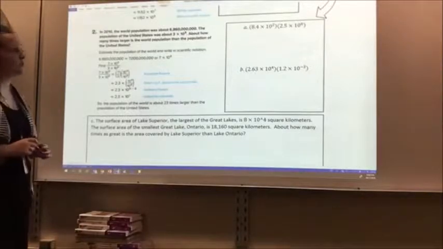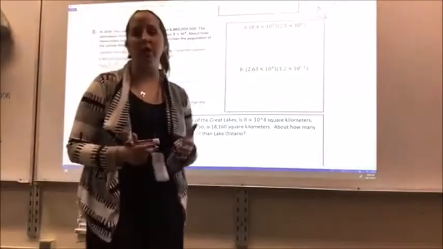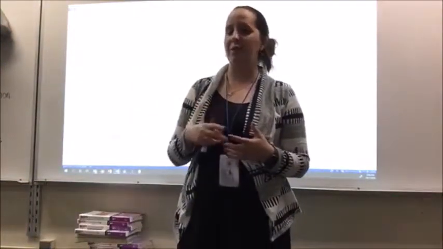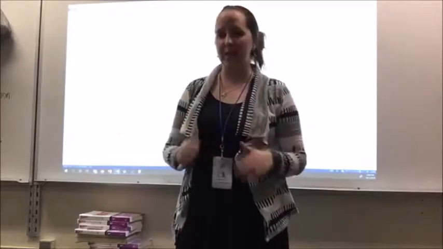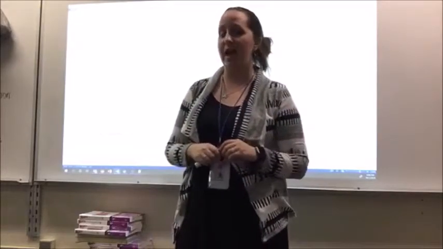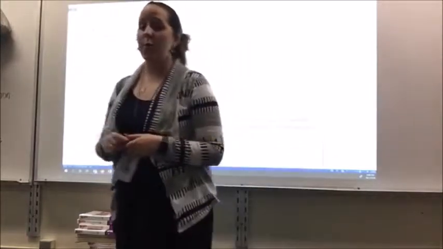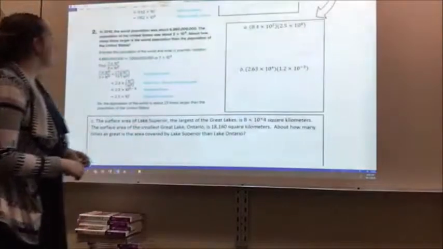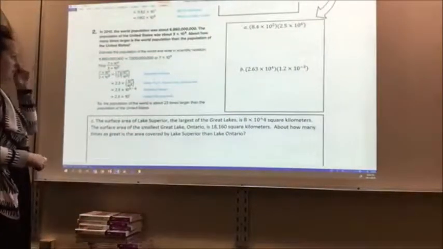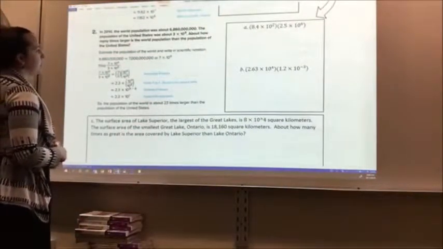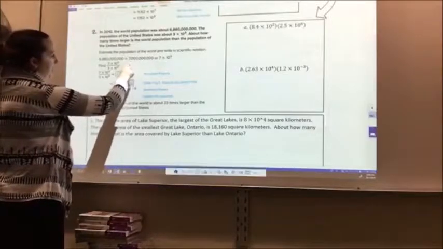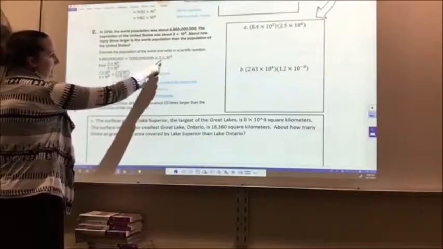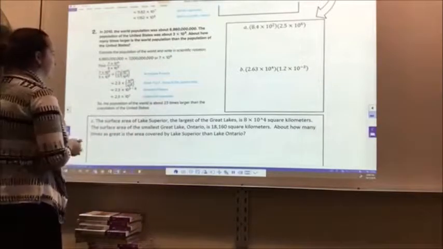The first thing that we want to do is, we're dealing with really large numbers here, so we're dealing with scientific notation. We want to change that 6 billion into a number that's more easily manageable, so we want to estimate it. When we estimate that, we round up to about 7 billion. When I change 7 billion into scientific notation, I've moved my decimal over 9 times. So I have 7 times 10 to the 9th power.